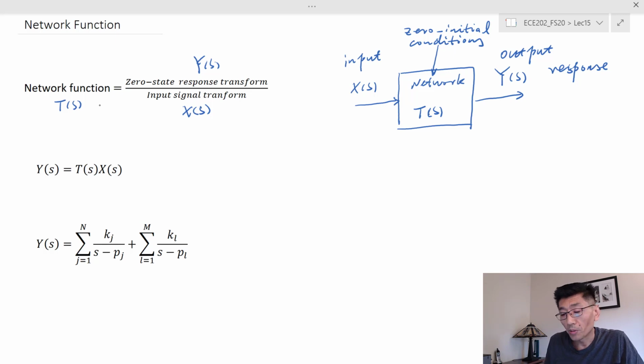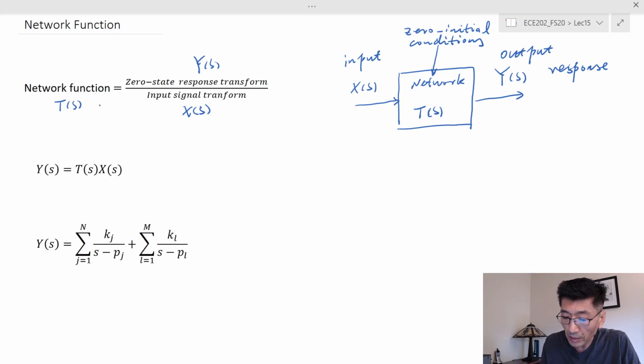It's very important to know that although the network function is defined as the output over the input, it is determined by the internal elements and how they are connected by the network itself, right? Just to keep that in mind.